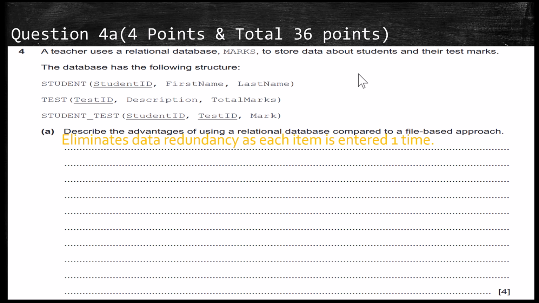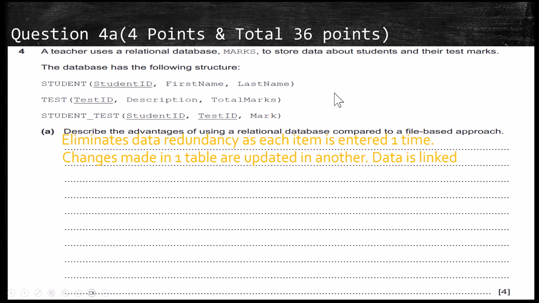Well, it eliminates data redundancy because each item I'm only entering one time. Now, let me be clear when I say I'm entering it one time. Student ID, you'll notice it shows up twice. Well, that's because I'm entering it one time in each table. Now, in student test down here at this third table, it could be more than one time because I don't have just one primary key. I have a composite key, and we'll talk about that in just a little bit.